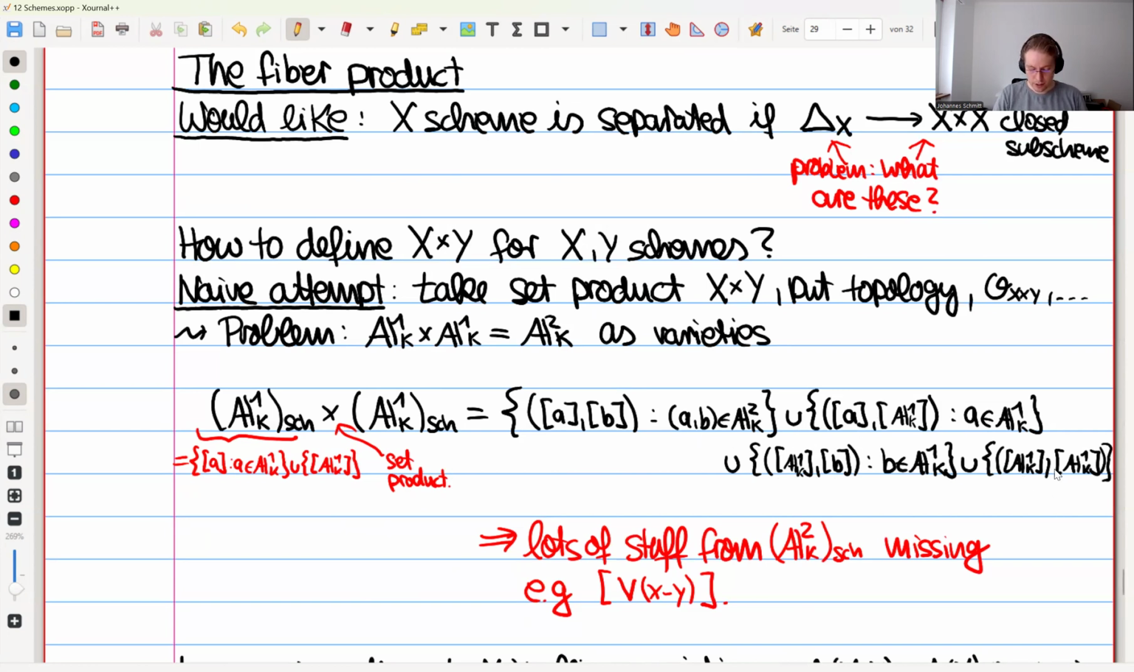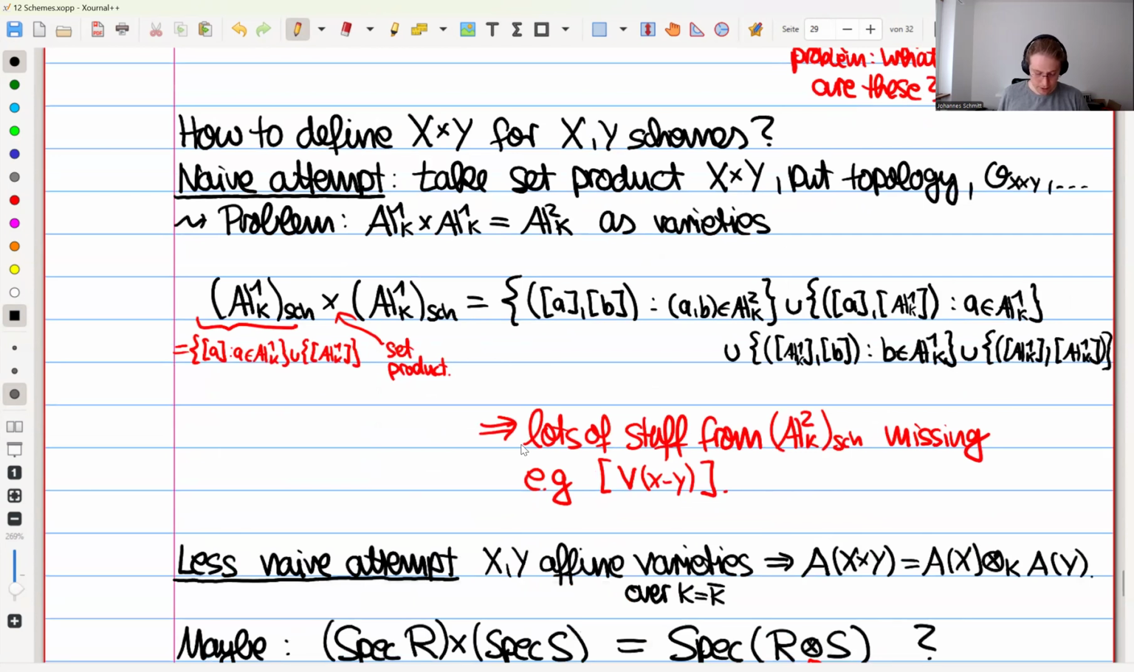But you see somehow these are, in a certain sense, very few of the points of the A2 scheme that we expect, because the A2 scheme contains a lot of other stuff. For example, it contains one point for the irreducible subvariety, the vanishing locus of x minus y, some kind of diagonal inside A2. You see, none of these points should give us this thing. So it's just too few points that we get by just a set product. So we need some extra idea. We need to think about this again. And well, a less naive attempt.